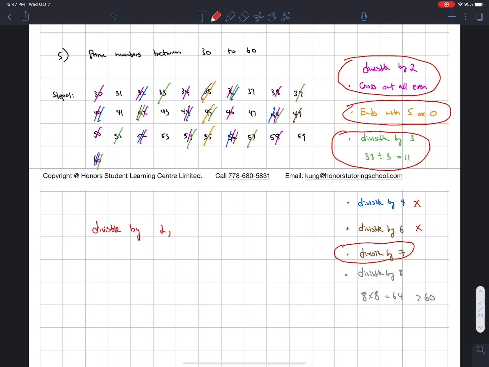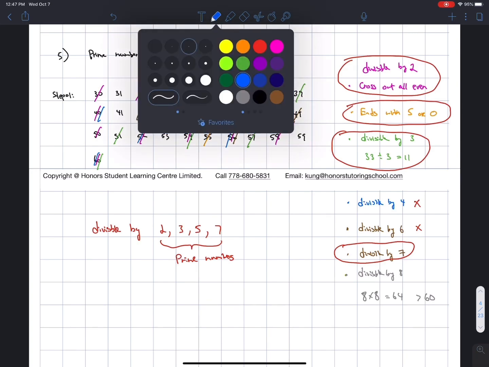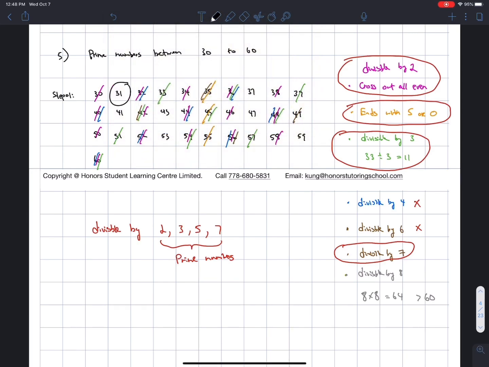divisible by 2, right? 3, 5, 7. These are all prime numbers themselves, right? So you really just need to try the prime numbers, right? When I actually do it, I'm not going to try every single number. I will only be trying the prime numbers, just asking myself if they're divisible by the prime. Okay, so my answers, I'm going to circle them in black, is 31, 37, 41, 43, 47, 53, and 59.